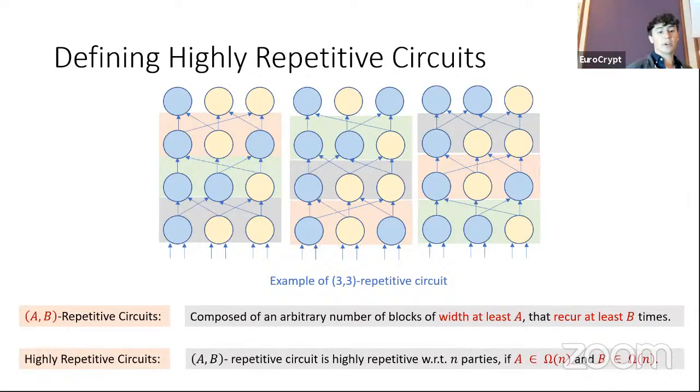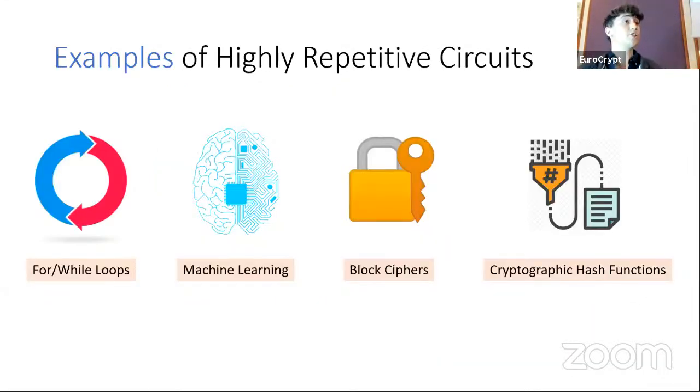We say that an AB repetitive circuit is highly repetitive with respect to n parties if both A and B scale with n. We find that there are actually a lot of different useful and interesting applications that fit within this class, including for loops and while loops that have sequential repetition, along with machine learning training algorithms and cryptographic operations that have many repetitions, like block ciphers and cryptographic hash functions.